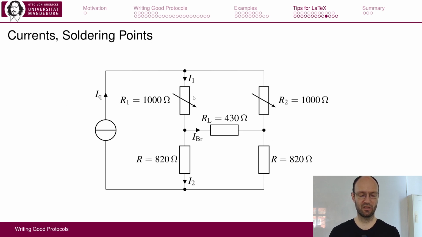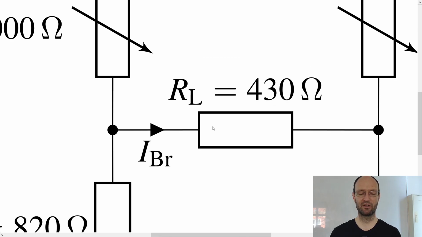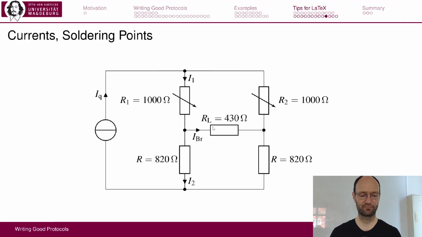And I think I've also added some more current labels here for these different elements and resistors. So very nice schematic now. And once again, it's a vector graphic. We can zoom in and out. It will always look good.